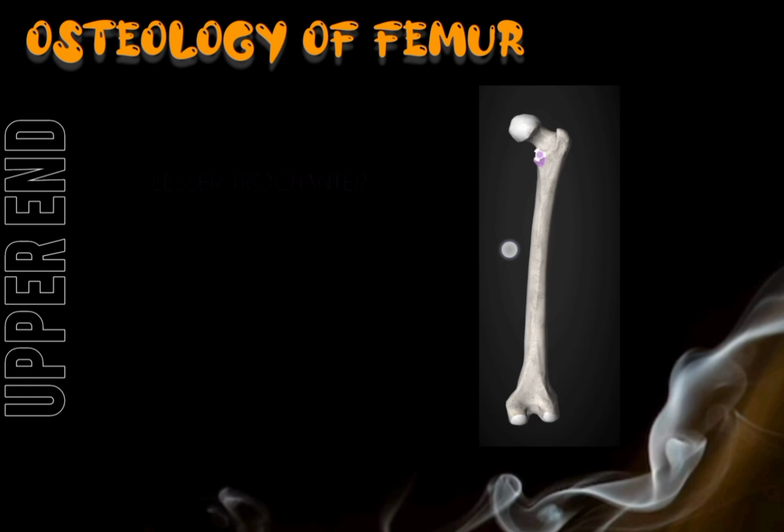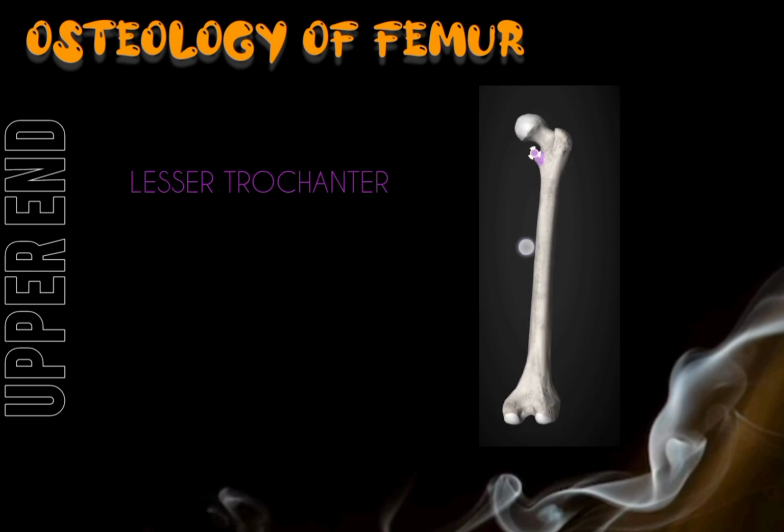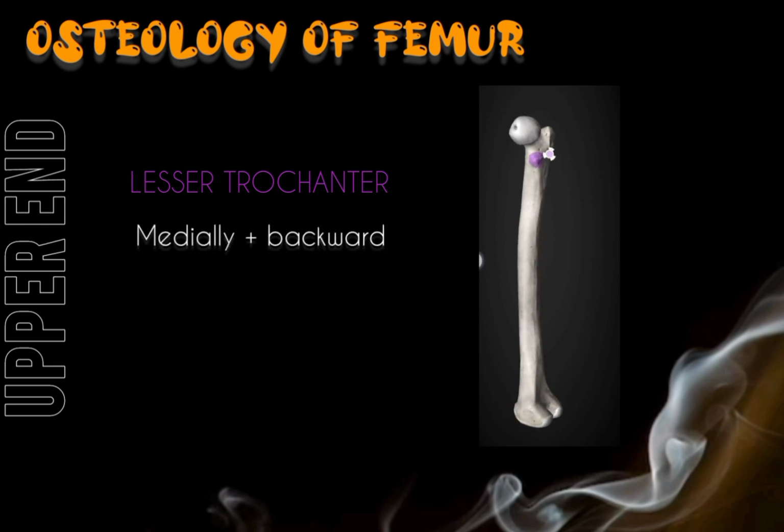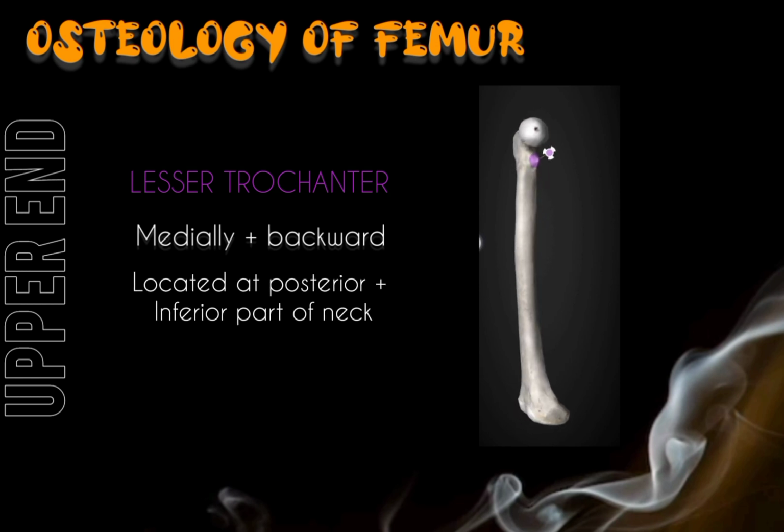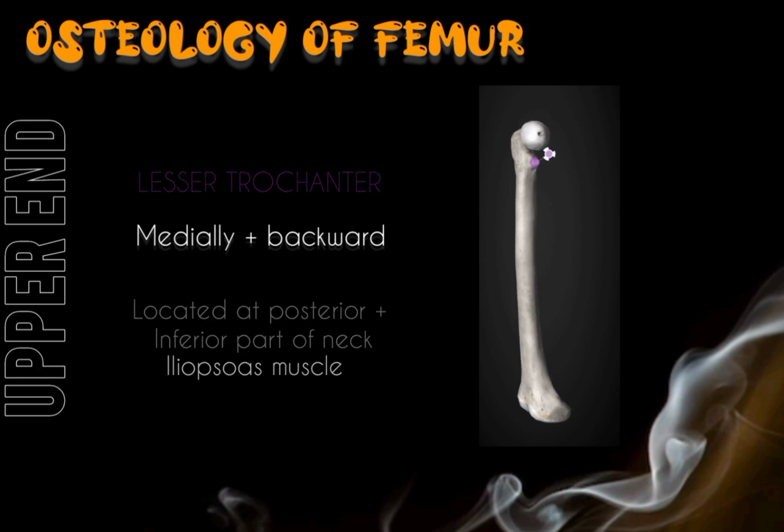Now this is the fourth marked area on the upper end that is termed the lesser trochanter. The lesser trochanter is directed medially and backward, and it is present at the posterior inferior part of the neck with the shaft. And on the lesser trochanter you will find the insertion of the iliopsoas muscle.